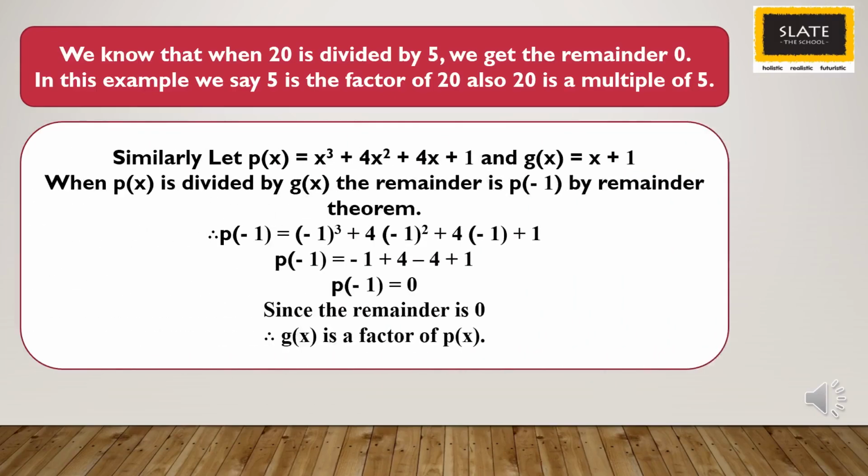Let us consider two polynomials, P of x equal to x cube plus 4x square plus 4x plus 1 and g of x equal to x plus 1. When we divide P of x with g of x by remainder theorem, we get the remainder as P of minus 1. So how are we getting P of minus 1? We are equating the divisor x plus 1 to 0. We get x equal to minus 1.